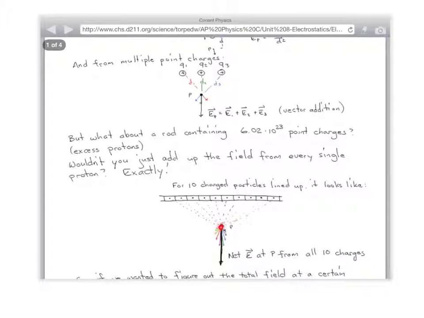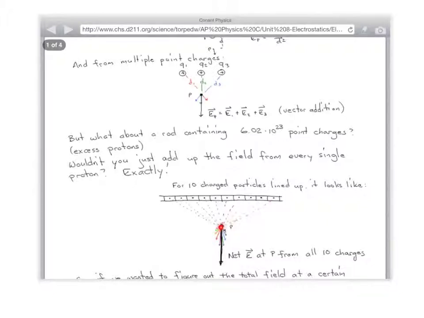But what if instead of having just 10 charges, how many atoms do you think are in this stick? Too many. Maybe on the order of Avogadro's number? So what if instead of doing it for 10 point charges, we did it for 10 to the 24th charges? How long would that take? I don't know if we have enough time in our lives. Probably not, right? Write a program.